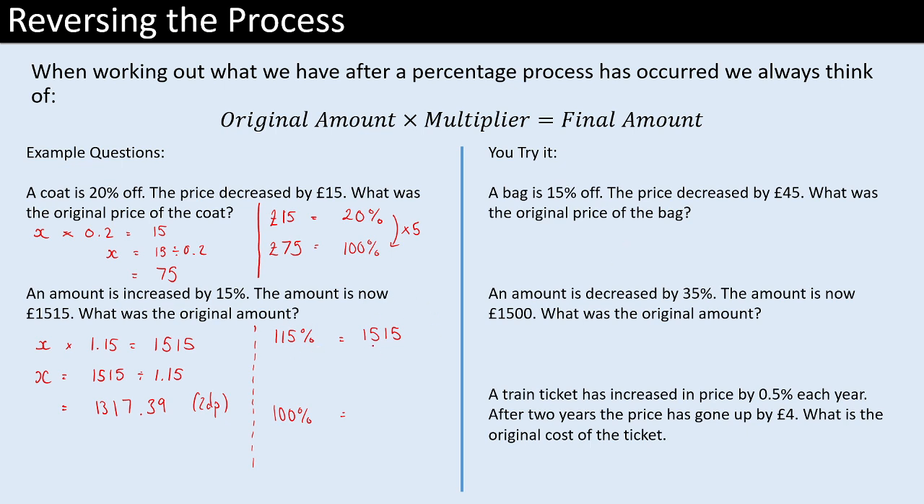To do the question on the left, I would probably find out what 1% would be by dividing by 115. And then times by 100 to get my 100%. But that is effectively doing what this left-hand side is doing. Okay. I think I would probably use the left-hand side to do this.